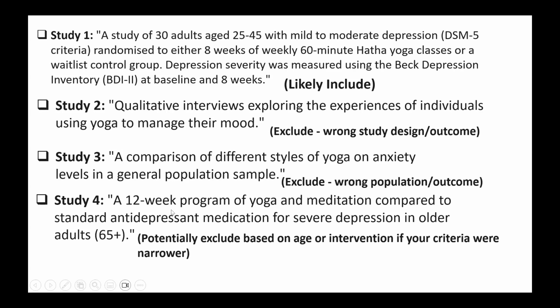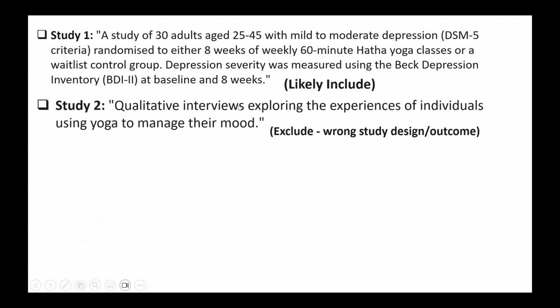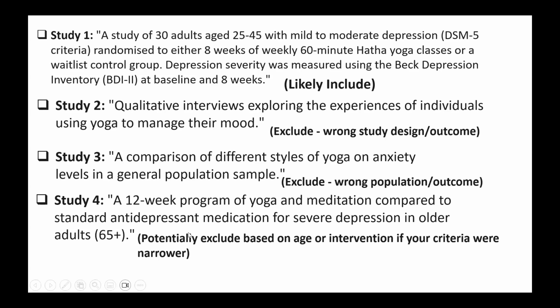But if, for example, you say adult less than 45, now let's go back to the criteria. Can you see the criteria here? They say adult 80 plus. So if you are following this criteria, you will include. Is that okay? But if it's narrower, that is the reason why I put potentially exclude based on age or intervention. Now, look at the intervention. Standard antidepressant medication, but yoga was not used here. So yes, you can't include. Is that okay?